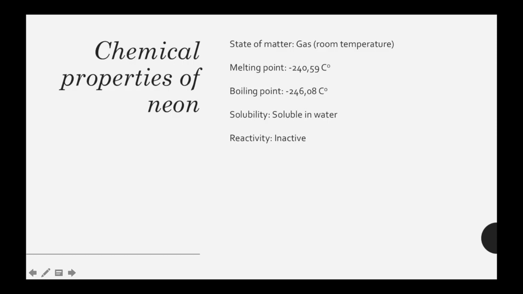The reactivity for neon is inactive, and the reason why it's inactive is because neon typically does not bond with anything because it's a noble element, and they do not like to bond with other elements because they already have what they want, a full outer shell of 8 electrons.